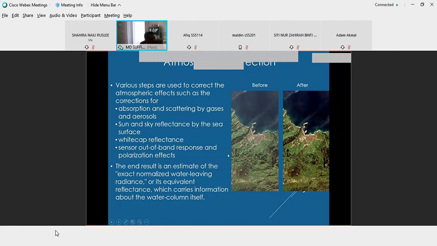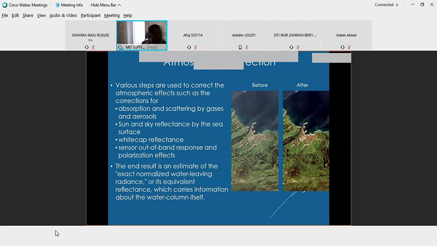So various steps are used to correct the atmospheric effects, such as the correction for absorption and scattering by gases and aerosol, sun and sky reflectance by the sea surface, which is more about sun glint or sun glare, whitecap reflectance from waves, sensor out of band response and polarization effects. Sensor out of band response refers to reflectance, the value of reflectance that is outside of the integrated response.